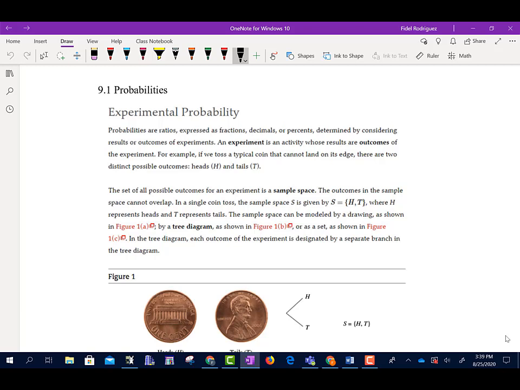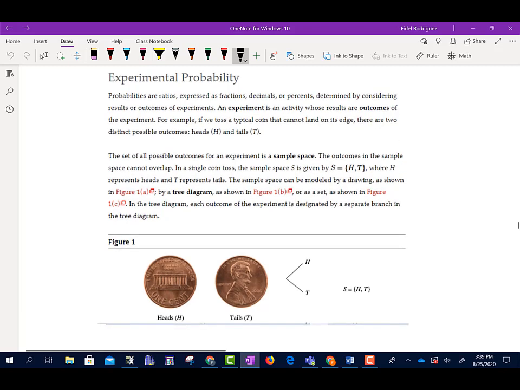For instance, if we toss a typical coin that cannot land on the edge, there are two distinct possible outcomes. We can either get heads or tails. So it says the set of all possible outcomes from an experiment is what we call the sample space. Okay, so the outcomes of the sample space cannot overlap. In a single coin toss, the sample space S is given by the set H and T, where H represents heads and T represents tails, right? It's either going to be one of those two.